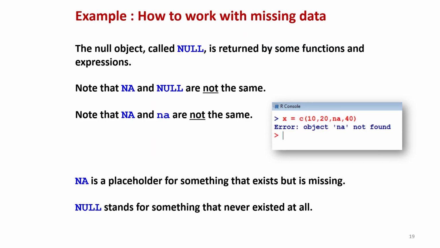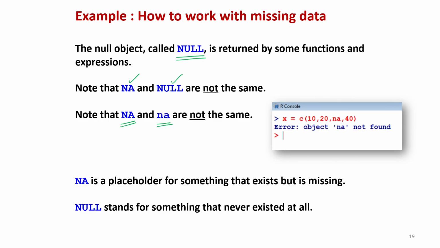Sometimes you will see that beside NA, there is another object which is here NULL, capital N, capital U, double L. So this is also written by some of the functions, and people sometimes think that NA and NULL are the same thing. But I would like to clarify here that NA and NULL are not the same. In fact, even NA and NULL both are case sensitive. So instead of capital NA, if you write small n, it will again not be the same.